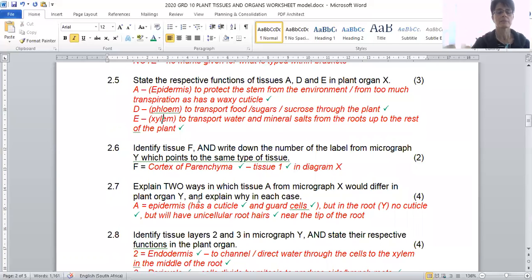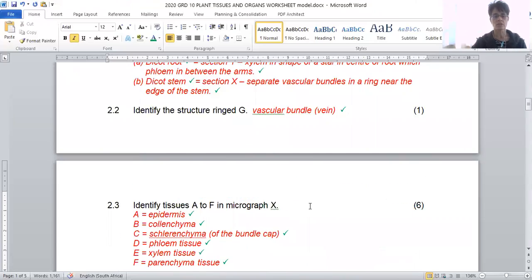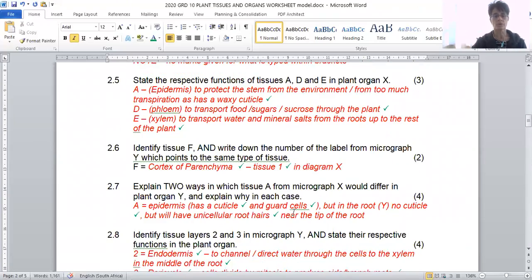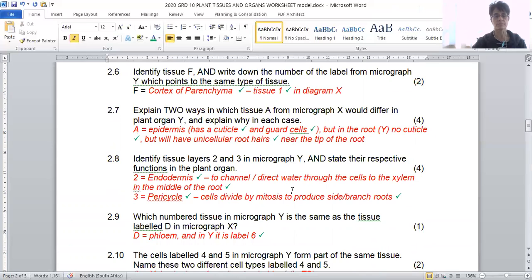Tissue 1. Explain 2 ways in which tissue A from micrograph X would differ in plant or organ Y. So tissue A is the epidermis. There is no epidermis in this because this is part of the section through the root. So you've got to think, so you've got to compare. So, sorry about moving up and down like this. A is the epidermis, and in the stem it has a cuticle and guard cells, but in the root, in diagram Y, there's no cuticle, but there will be unicellular root hairs near the root tip.